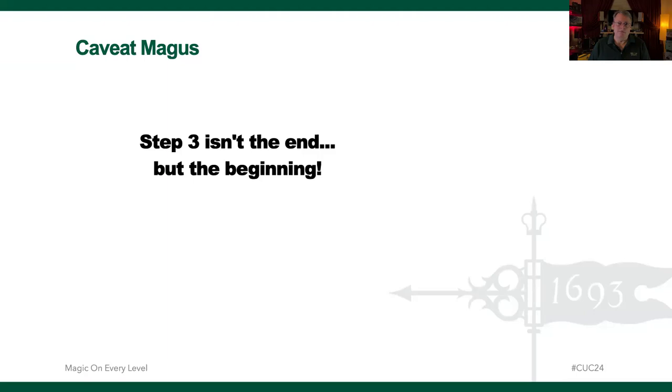Caveat magus, let the magician beware. Step 3 isn't the end, it's the beginning. The point of having an implementation framework is to help you decide where and how to implement new magic, with an understanding why this is the best option.